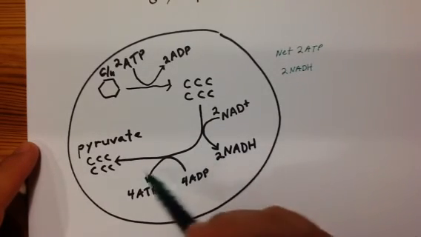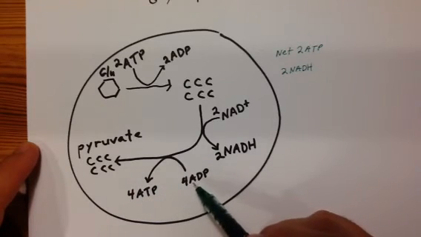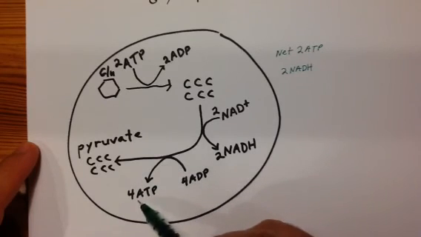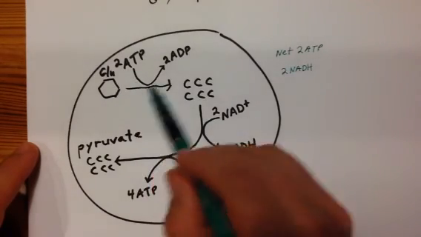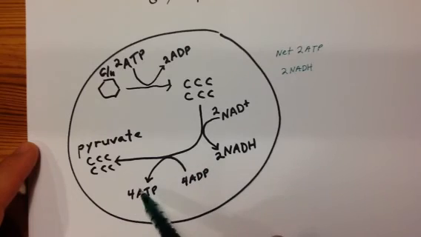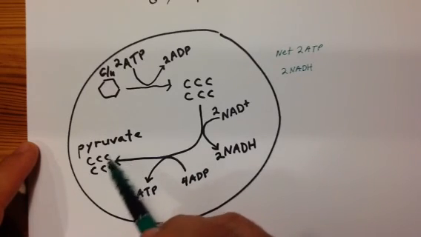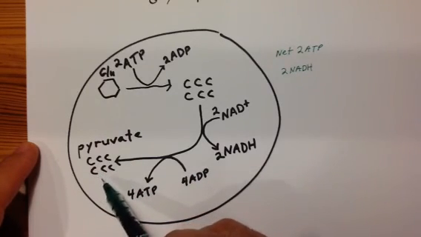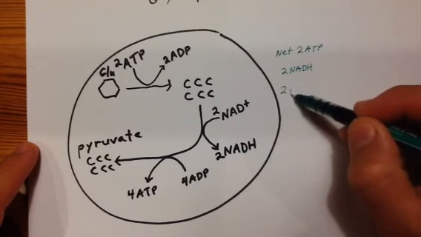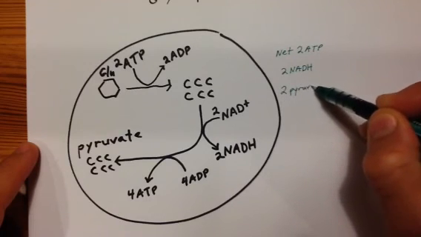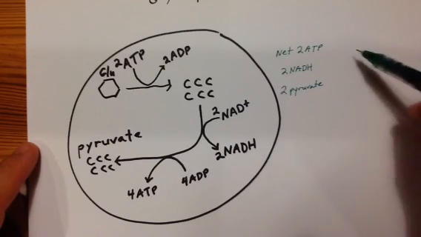And then we have an energy payoff where we do get to produce some ATP. I had mentioned that earlier. That's how we got the net of 2. So we invest some energy here, we get a payoff here, that's the net of 2. And then lastly we end up with 2 pyruvate molecules, which will proceed to the next step.